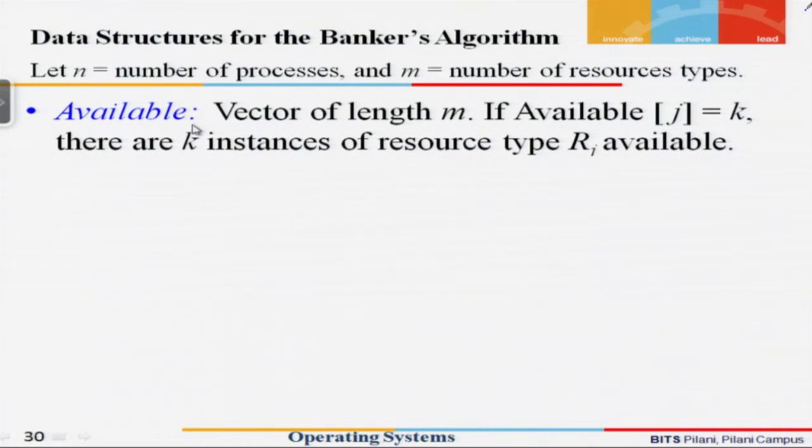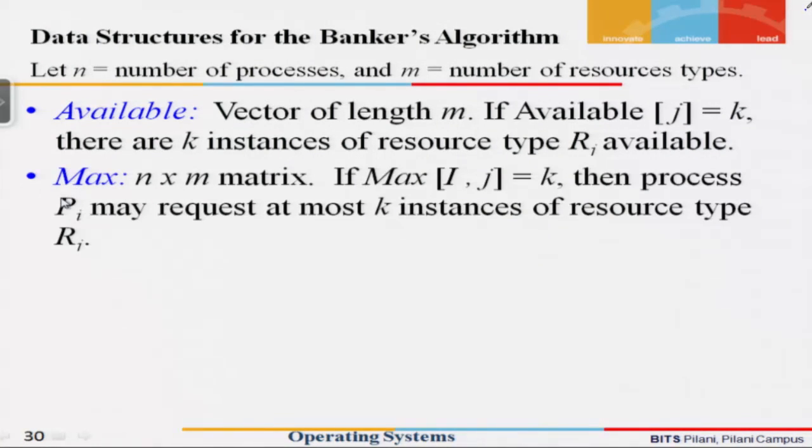So the available vector indicates how many instances of resources of each type are currently available in the system at a given point of time.